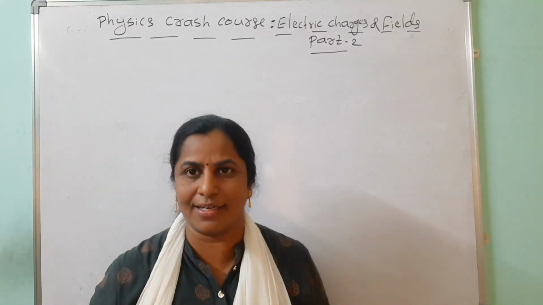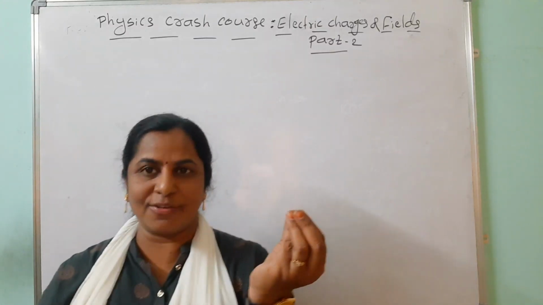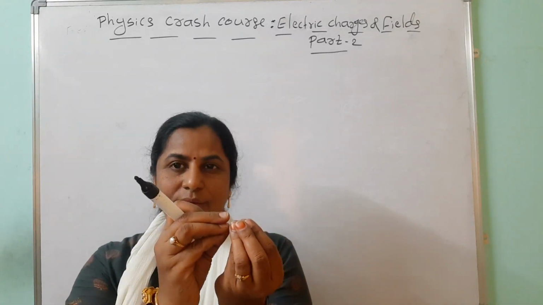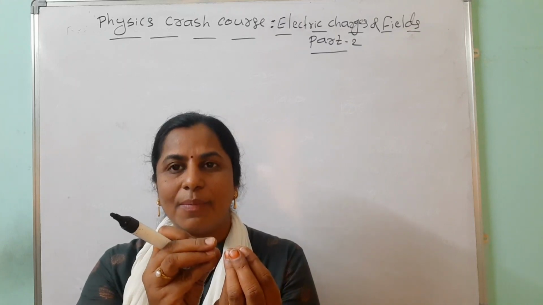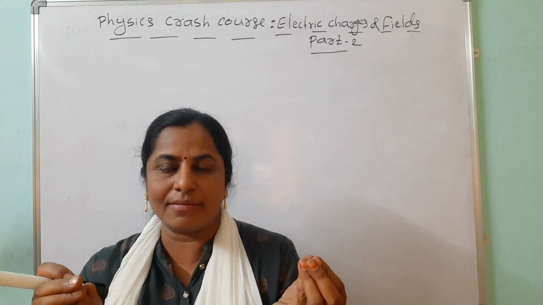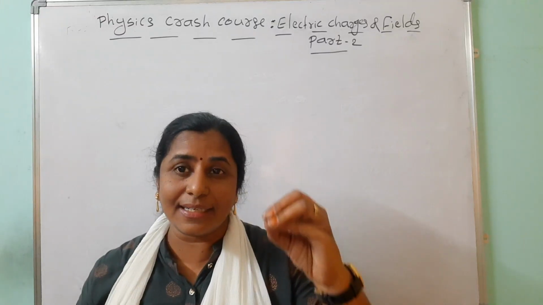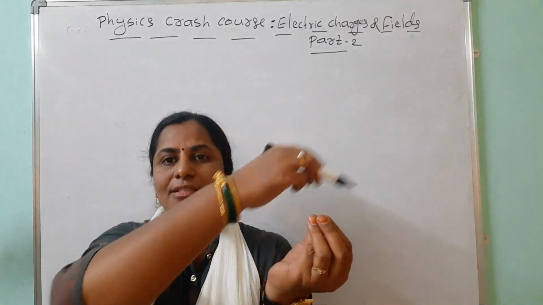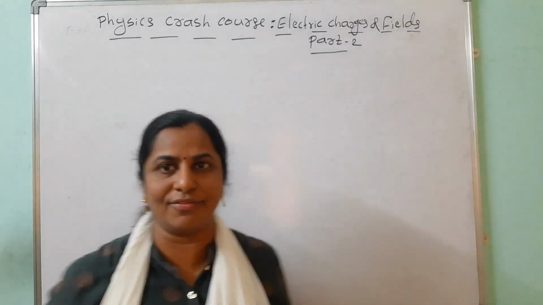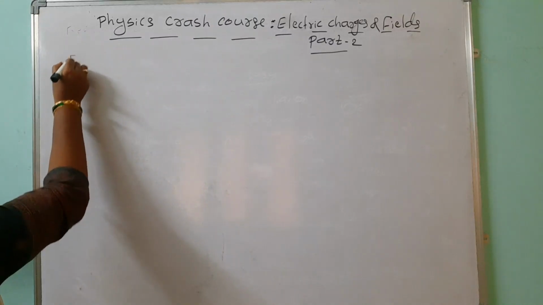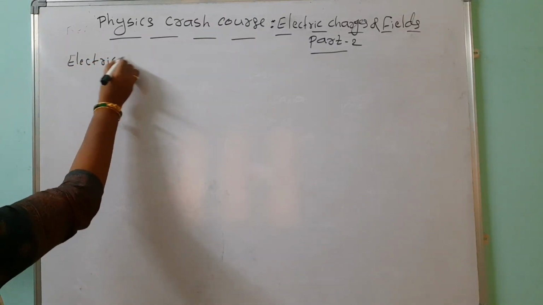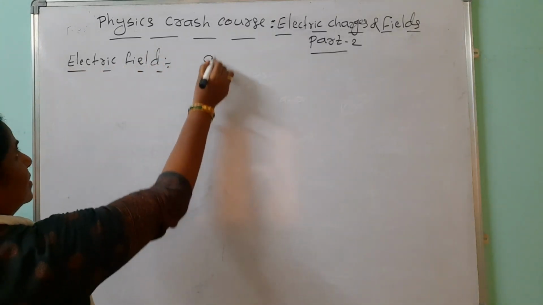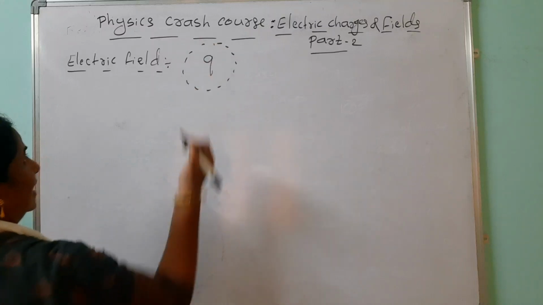First of all, what is the electric field? Suppose you are placing one magnet. It modifies the space surrounding it. When you place a magnet, it may attract or repel based on the poles. Like that in electricity also, when you place a charge in this space, it modifies the space around it. That is called the electric field. How are we showing it here? Electric field is the space around the charge where it shows its effect. This is called the electric field.